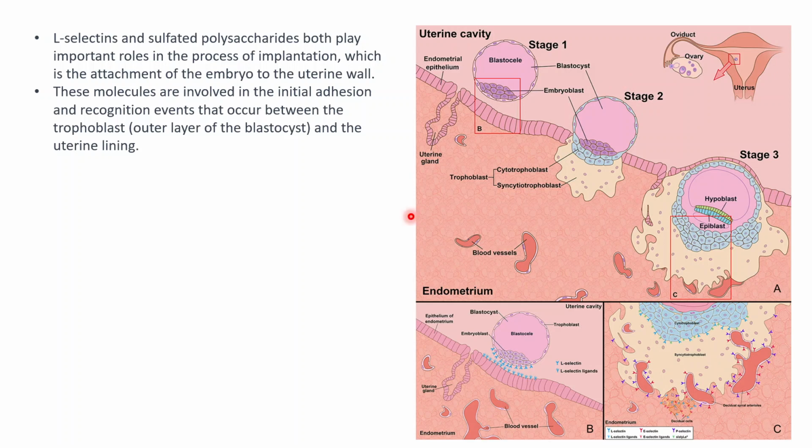So let's come back to L-selectins and sulfated polysaccharides. These molecules are involved in initial adhesion and recognition events that occur between the trophoblast and the uterine lining. The uterine lining has the extracellular matrix rich in sulfated polysaccharides, which are negatively charged polysaccharides that can bind to certain components expressed on the trophoectoderm. L-selectins are also ligands expressed in the trophoectoderm, which have receptors in the uterine wall, which helps in attachment of the embryo into the endometrial lining.